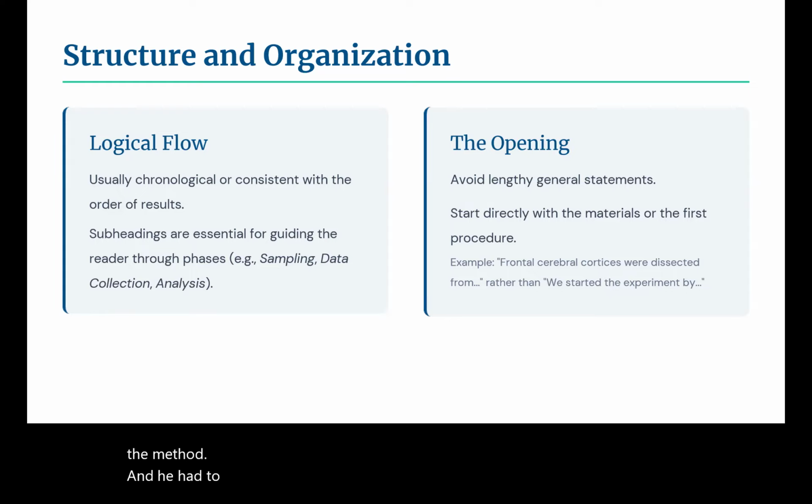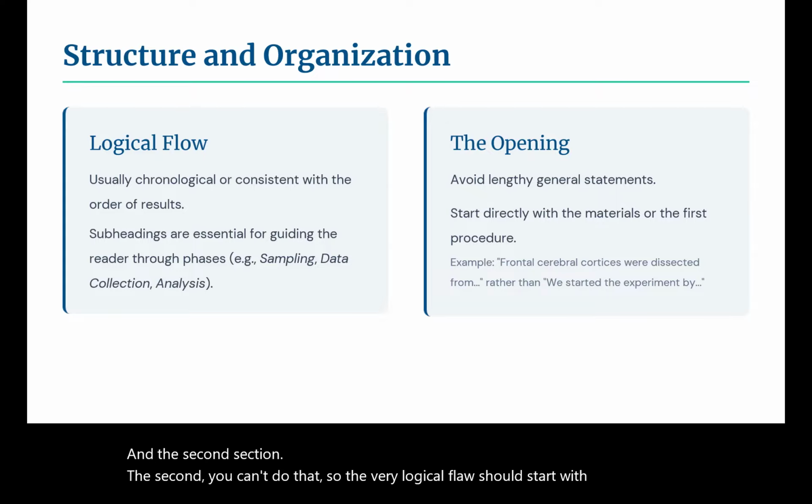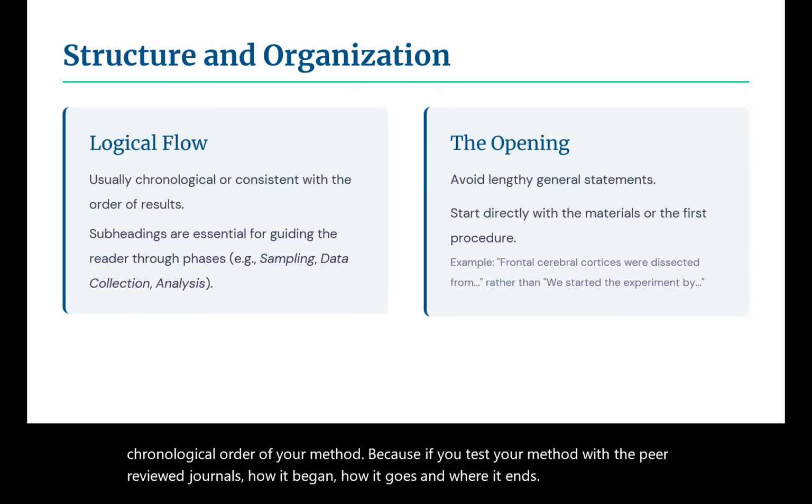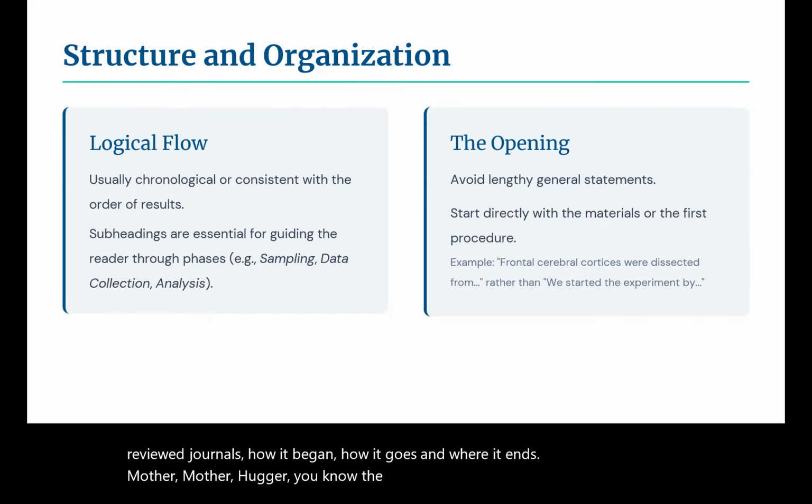You cannot talk about the last section first and the second section last and the first section second. You can't do that. So the very logical flow should start with the chronological order of your method, because if you test your method with the peer-reviewed journals, how it began, how it goes, and where it ends, you know the beginning, the mid, and the end. And you have to follow that chronological order.